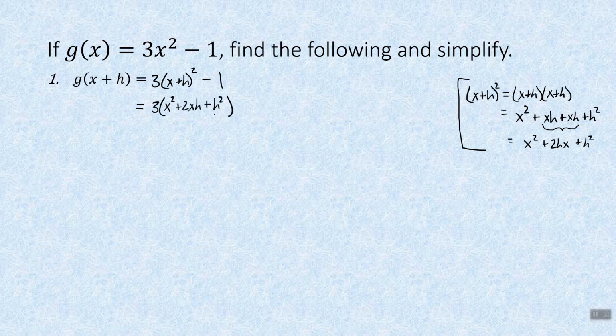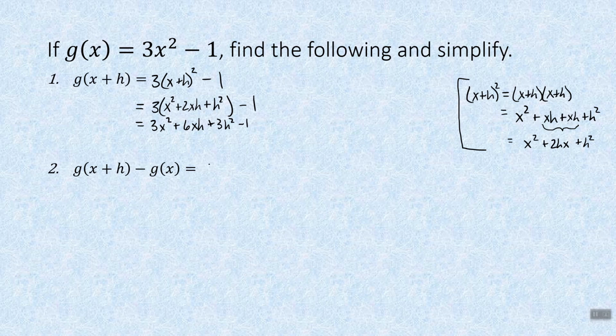Now, you did all that work, but don't forget the 1, right? Don't forget the minus 1. Now we'll distribute: 3x squared plus 6xh plus 3h squared minus 1. All right, and that's it, right? Nothing else combines. There's no other x squared, there's no other h squared, there's no other xh, and there's no other just number. But you see, then we could do something like this.